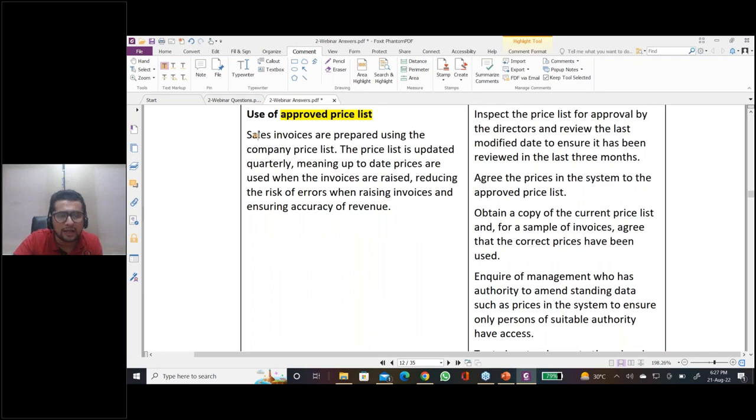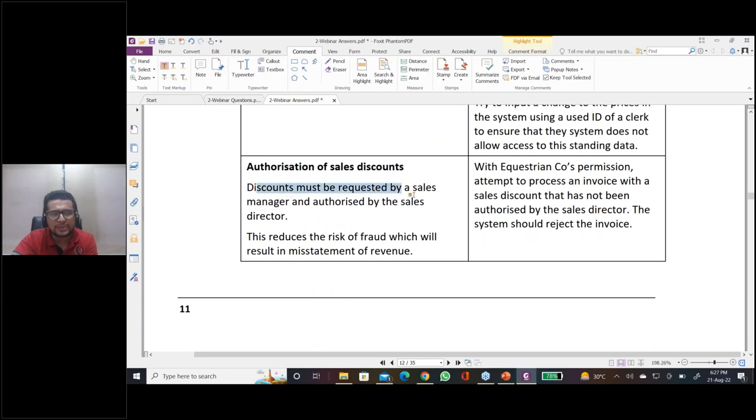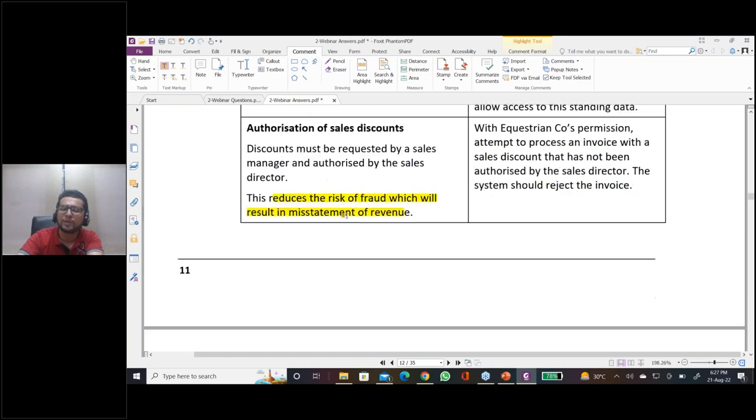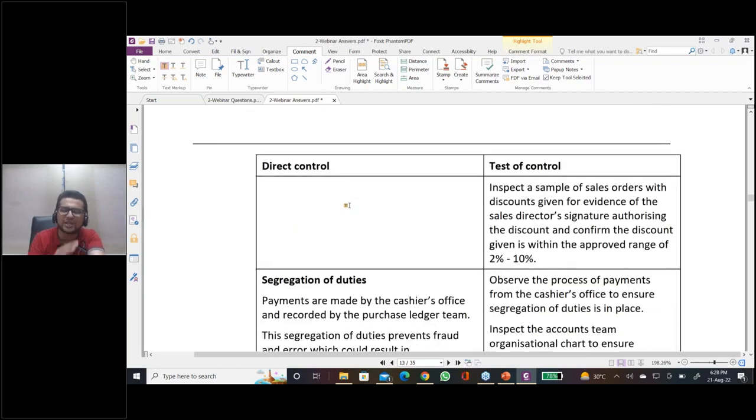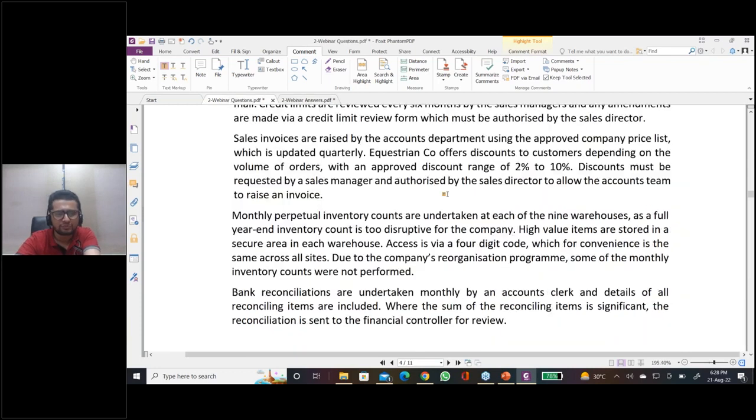Sales invoices are prepared using the company price list, that is from the question. This reduces the risk of errors when raising the invoices, and this ensures the accuracy of revenue. What about the discounts? Must be requested by the manager and authorized by the director. This reduces the risk of fraud, which will result in the misstatement of revenue. So you can squeeze the answer: this reduces the risk of, this could result in. So there were two deficiencies over here. Number one, two key controls: approved company price list and discounts must be authorized by the sales director.